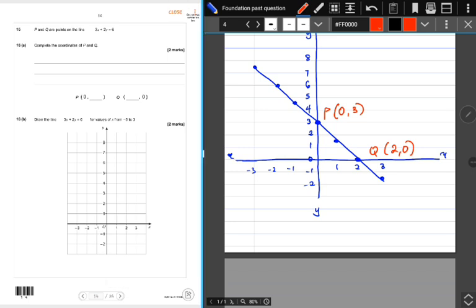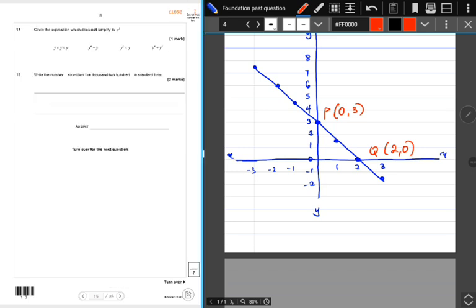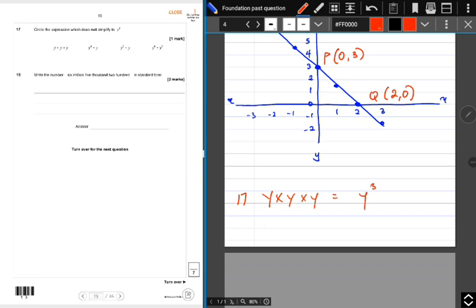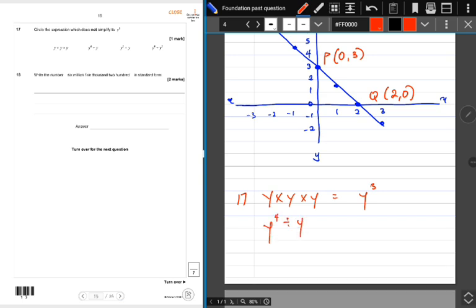The next page. Let's see what we have on the next page. Okay, question 17. It says circle the expression which does not simplify to y cubed. So we have y times y times y, which is going to give us y cubed. We have y raised to power 4 divided by y raised to power 1. So we can see y raised to power 4 minus 1, which is going to give us y raised to power 3. That's still the same thing.